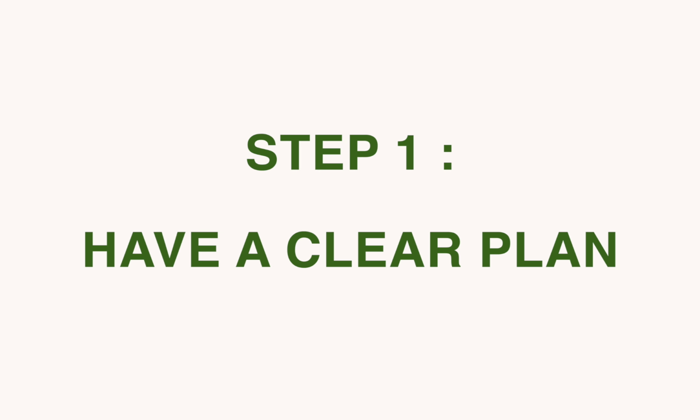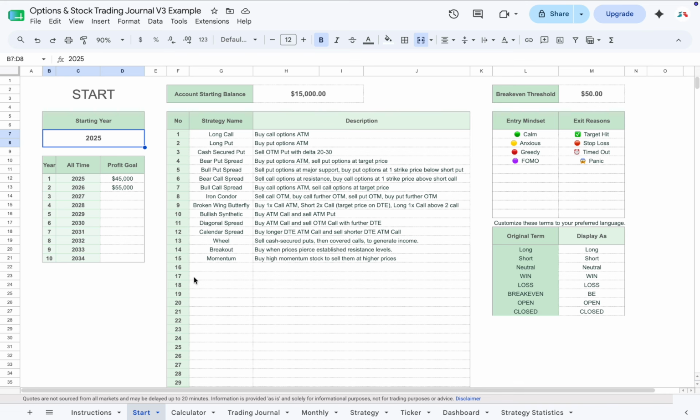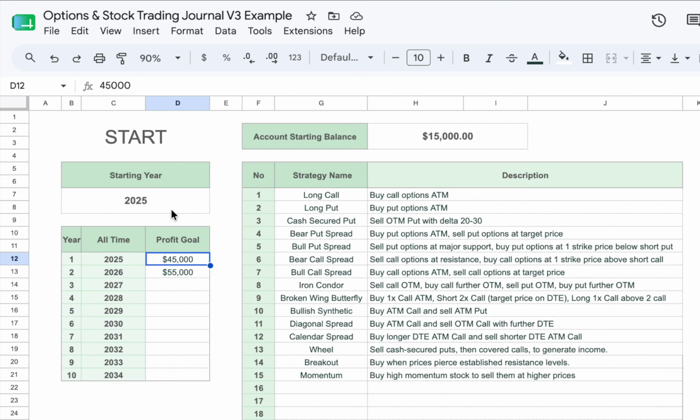Let's get started. The first step is to have a clear plan before entering a trade. Before placing any position, define your annual profit goals. Start by entering the starting year, and the journal will automatically generate a list of the next 10 years. Then enter the profit target you would like to achieve for each year. Next, enter your starting capital. These 2 numbers help you determine which trading strategies are suitable for your account size and financial goals.